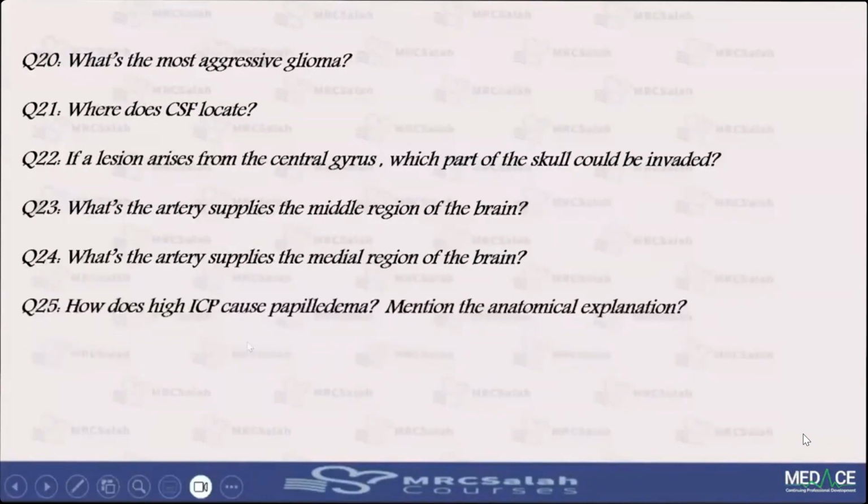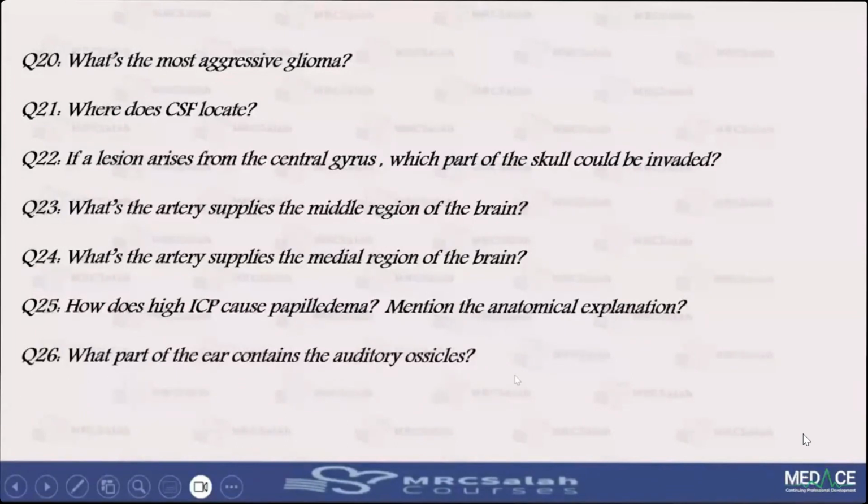How does high intracranial pressure cause papilledema? Because the high intracranial pressure will be transmitted through the meninges surrounding the optic nerve. So you have to mention first that the optic nerve is surrounded by the 3 layers of the meninges, which transmit the pressure from the intracranial space to the eye, causing the papilledema.